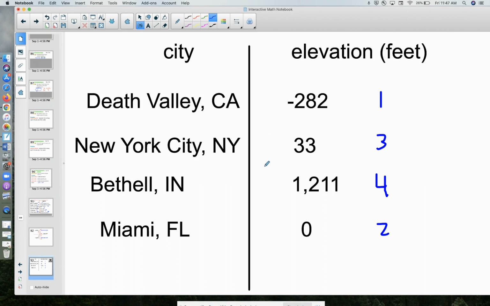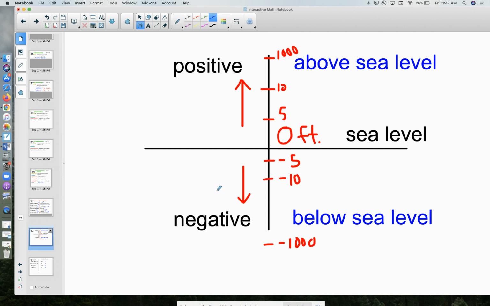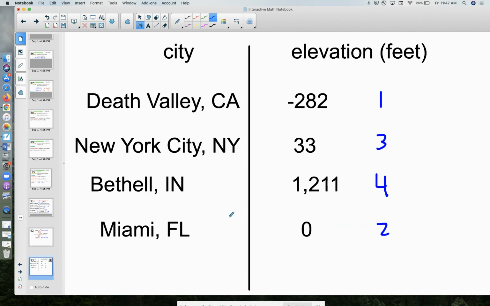If you had the number line, so here's 0 again, right? So 0 would be right here. How far away is Death Valley, California from Miami, Florida in terms of feet? It'd be 282. How far is New York City from Miami, Florida in terms of elevation? 33. Okay, so when we say how far away is something from something, we just say the number. We don't have to say negative 282. We don't use negatives there.